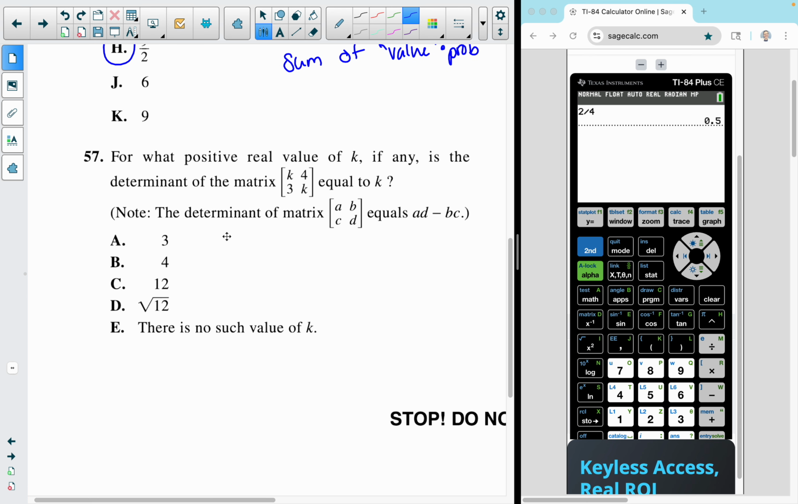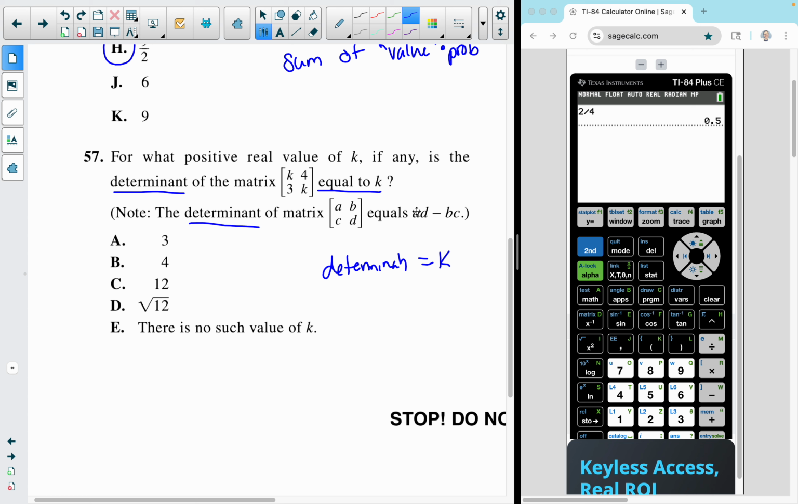For 57, the question is asking, for what positive real value of k, if any, is the determinant of the matrix blank equal to k? So it does give us a note, the determinant of matrix ABCD equals AD minus BC. Okay, so let's go back to the question. For what positive value of k is the determinant equal to k? So determinant equal to k. So we're going to say determinant equal to k. So how do we find the determinant?